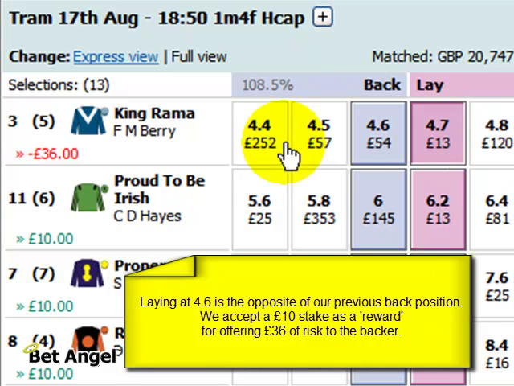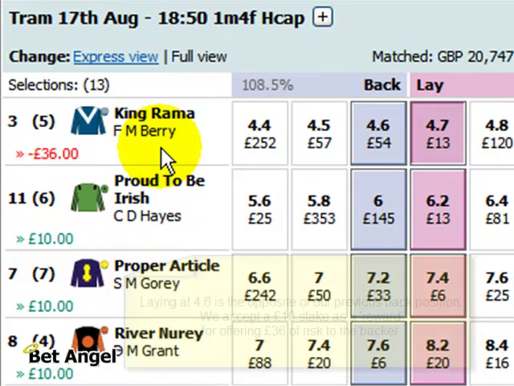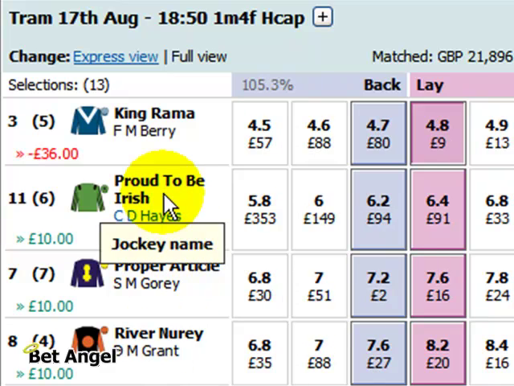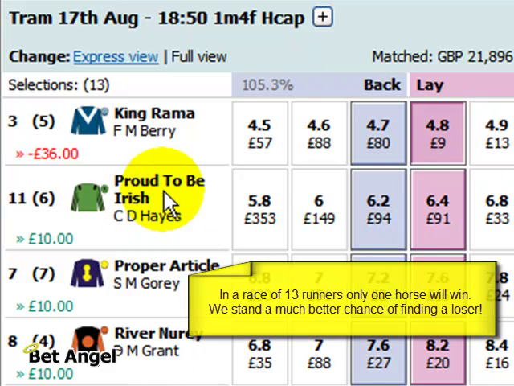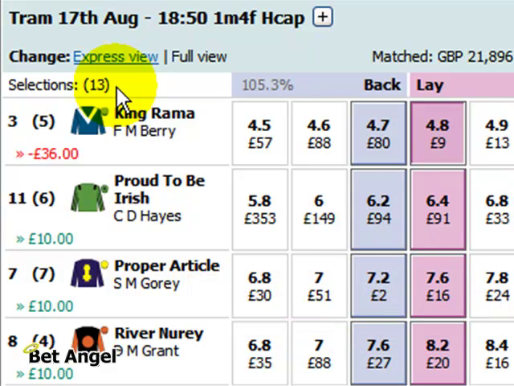You can see what's happened here is we've effectively inverted what we've just done for backing. If King Rama goes on to win, we're offering up risk to the market, we're offering up £36, but if King Rama doesn't win, then we will obviously win £10. Now you'd have to say, in this particular race there are 13 runners, so we've got to try and pick the winner out of this if we're backing, and it's obviously going to be easier if we're laying to find a horse that's probably likely going to lose. So that's the concept of backing and laying.